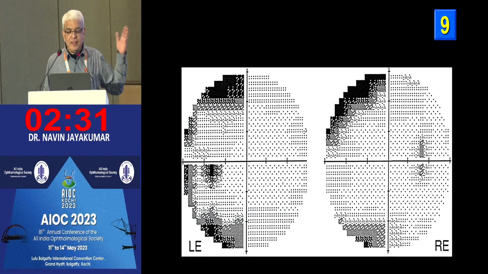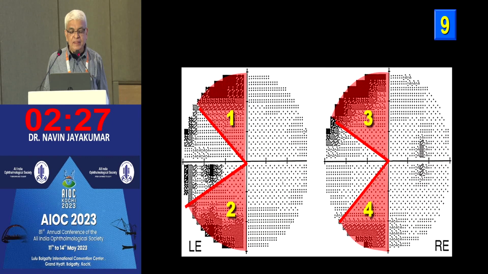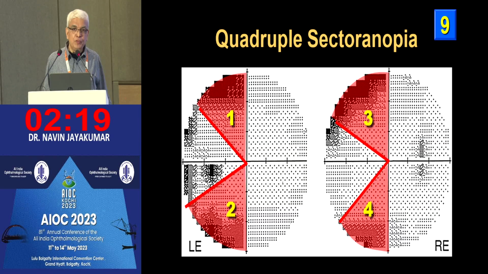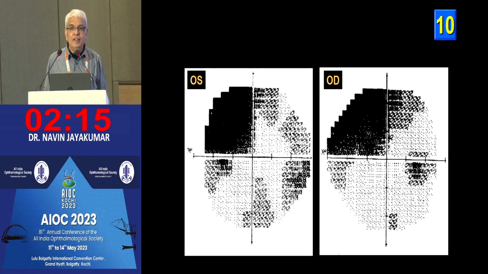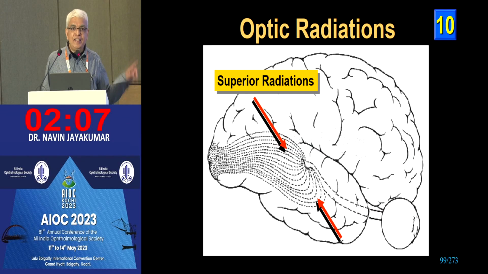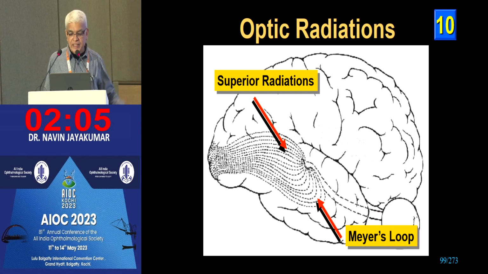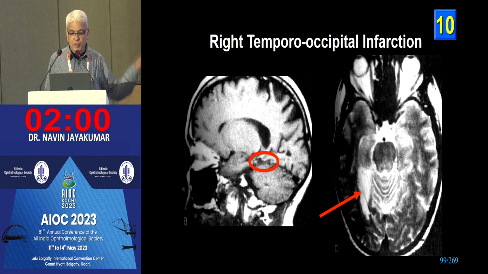Okay. Here is another patient of an LGB lesion, but here you have the central sector spared, the upper and lower sectors in the hemifield are involved. This is therefore called a quadruple sectoranopia, also an LGB lesion. From a sector, we now move to quadrants. This is a superior quadrantic defect on the left hemifield. And as you know, these are in the regions of the radiations. This is the temporal, inferior radiations in the temporal lobe. You can see that infarct there, which has produced that defect.